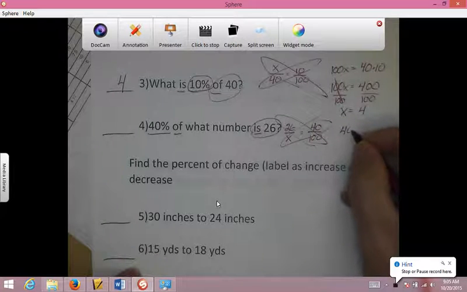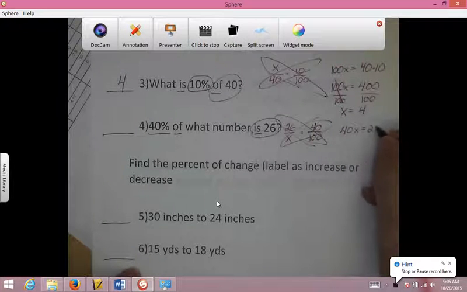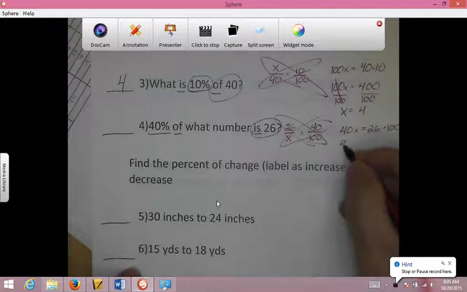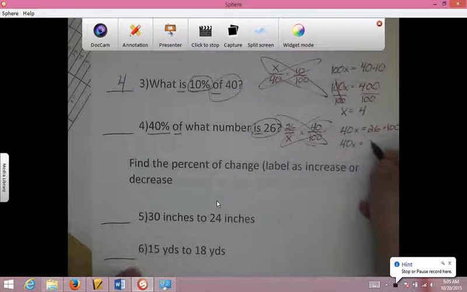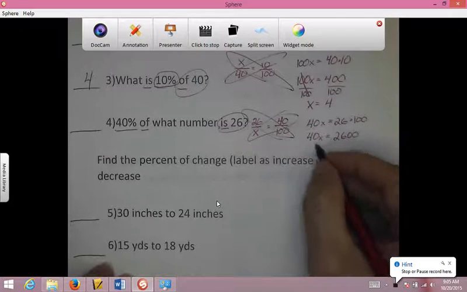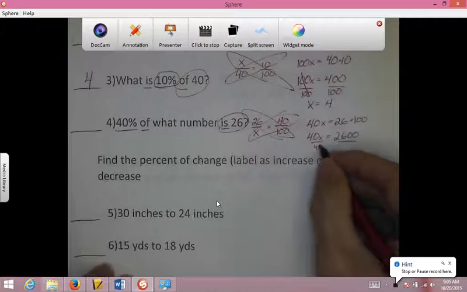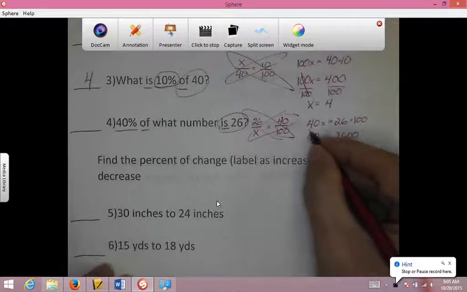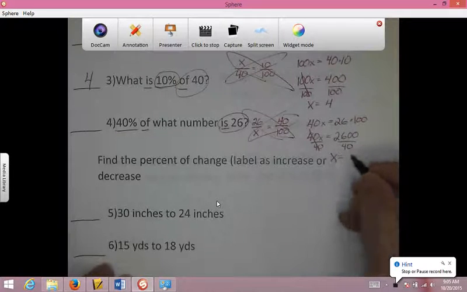40 times x equals 26 times 100. 26 times 100 is going to be 2600. Divide both sides by 40, because that's touching the x. We end up with x equals, and 2600 divided by 40 is going to be 65.